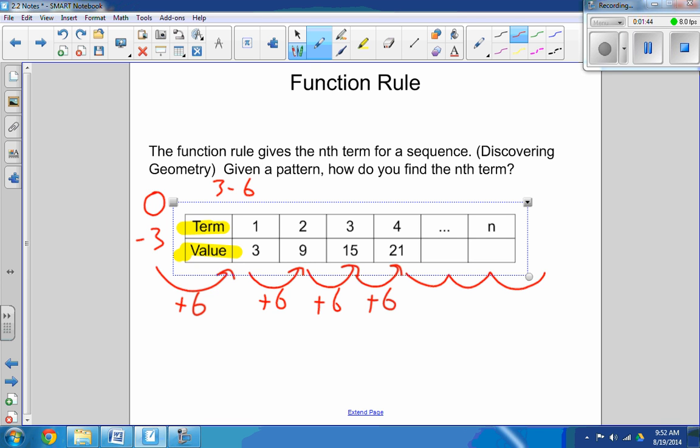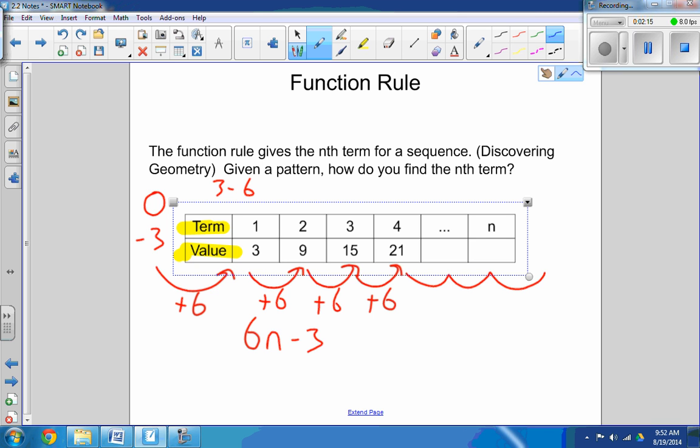So every time I'm increasing it by 6, so 6 times n, where n is my term, and then I add the 0th term, which was negative 3. That's the equation I can use to find the 100th term, the 23rd term, the millionth term. All I have to do is plug the number in for n. Let's try it out.